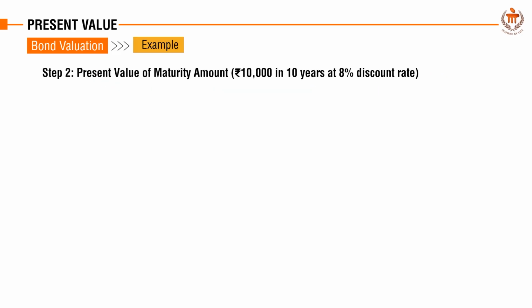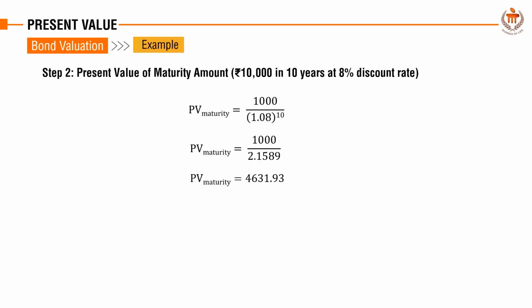Step 2. Present value of maturity amount, which is rupees 10,000 in 10 years at 8% discount rate. PV maturity is equal to 10,000 divided by 1.08 to the power 10. PV maturity is equal to 10,000 divided by 2.1589. PV maturity is equal to 4631.93.